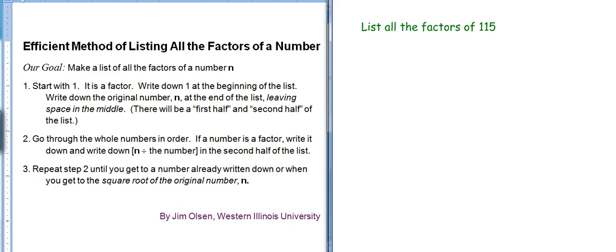In my final example, I'm going to be listing all the factors of 115. I start with 1, and I write down 1 and 115. It is useful to know the divisibility tests. For example, 2 divides into even numbers. 2 does not divide into 115 because it is not an even number. Then I go to 3. 3 does not divide into 115. 4 does not divide into 115. 5 does divide into 115, so I write it down. And I also write down 115 divided by 5. 115 divided by 5 is 23.